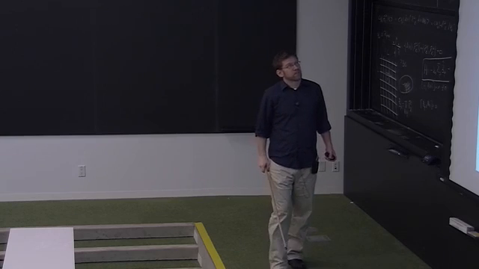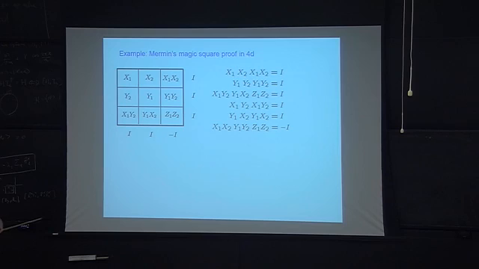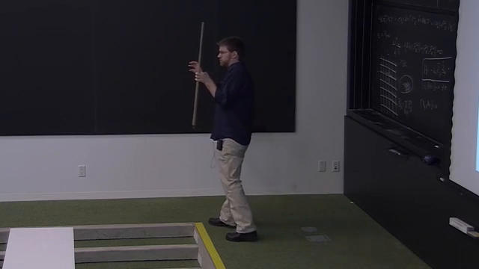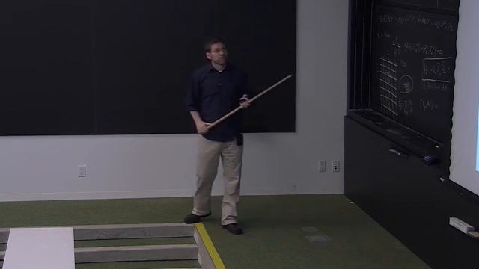OK, so now on to the proof. This is a particularly simple proof. It's called Mermin's magic square version of the Kochen-Specker theorem. It also happens in a 4-dimensional Hilbert space. And this time you should think of it as 2 2-dimensional Hilbert spaces, 2 qubits.